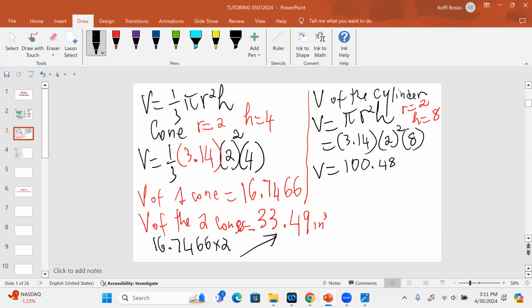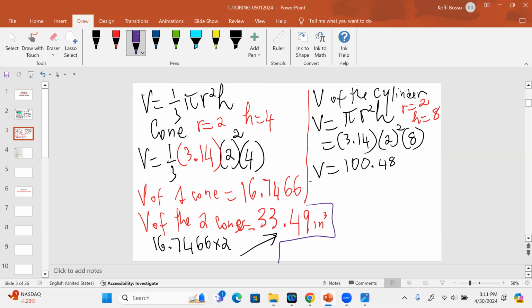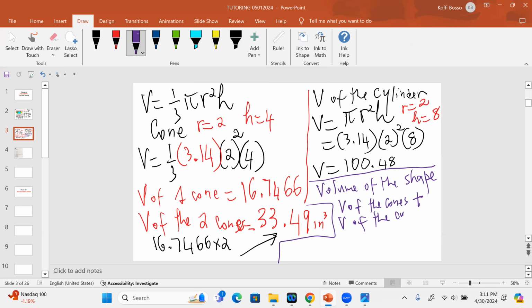Okay, now what do we have to do? Tell me what we're going to do next. Now I have to add the volume of the 2 cones. Exactly. So the volume of the shape will be V of the cones plus V of the cylinder.